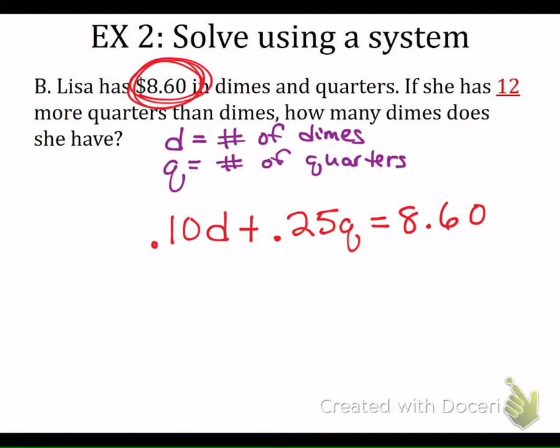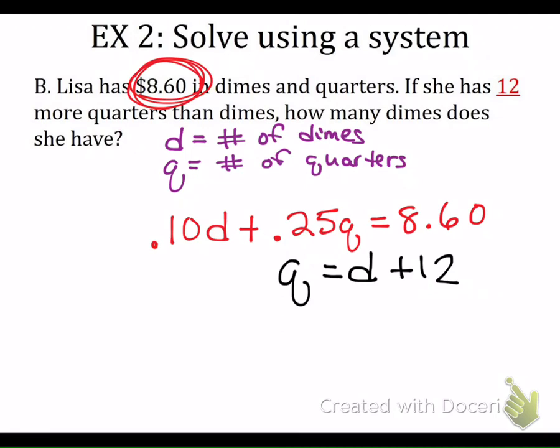So if she has 12 more quarters than dimes. Which one has more, quarters or dimes? So quarters equals dimes plus 12. Good. That's always kind of hard to figure out. A lot of people will put 12 plus Q. I always ask myself, well, which one's bigger? If you have more quarters, then it would be the number of dimes plus 12. Or you could write it as the number of dimes is quarters minus 12. It just kind of depends which variable you want by itself.